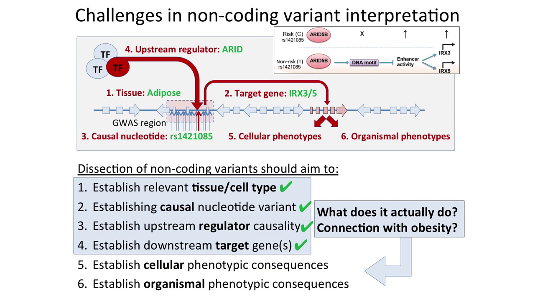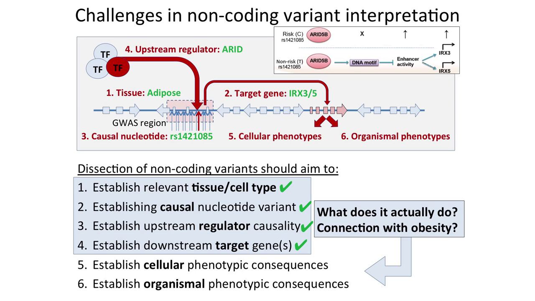We've basically established, we believe, the relevant tissue and cell type. We've established the causal nucleotide. We've established the regulator that sits upstream, as well as the target genes. But I haven't told you at all how this is related to obesity. All I've drawn is a nice little circuit that tells me about the regulatory circuitry, not yet the cellular or the organismal circuitry.